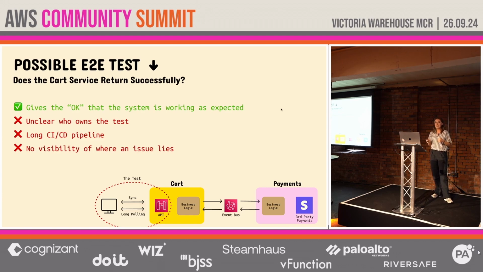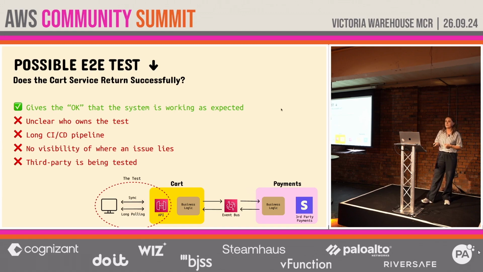And then if it does fail, there's no visibility as to where the issue actually lies. At this point, you're thinking it could be in the cart, it could be in payments, it could be with the third-party provider, which is down here in payments. It's just not really telling you much at all. And then again, in this situation, the third party's being tested. So if the third party goes down, then this test isn't really telling you an awful lot.